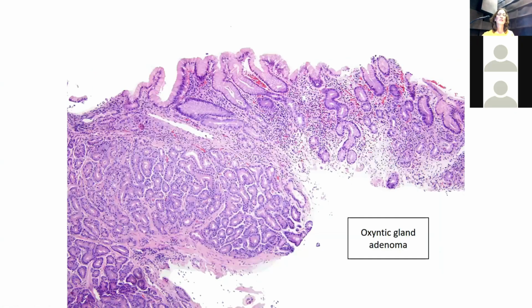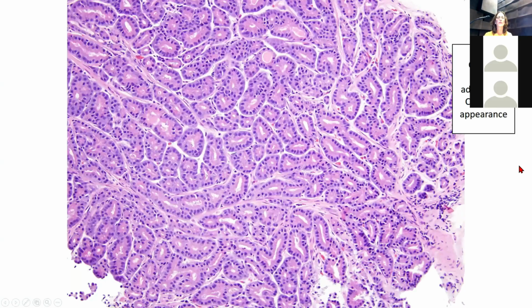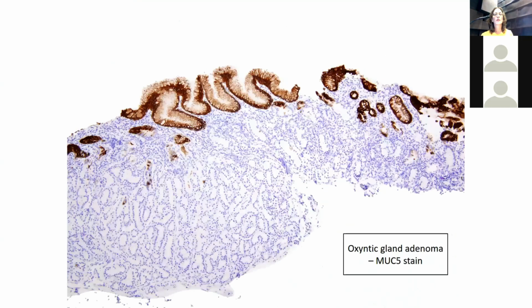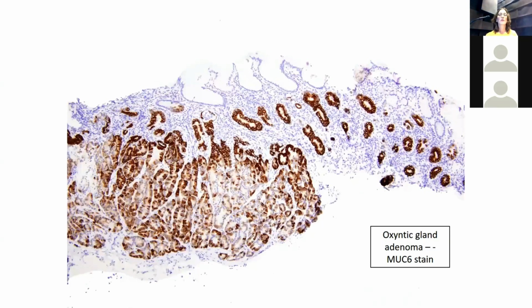Here's another one. This one is very weird because it arose in autoimmune gastritis, but it's below the surface. This one's more tubular, and these look more like pure chief cells, so kind of cool. If you do a PAS Alcian blue, there's nothing. You see no staining at all in these so-called oxyntic gland adenomas. And if you do MUC5, it's completely negative. So unlike pyloric gland adenoma, there's no MUC5. So this is the MUC6 in the oxyntic gland adenoma I just showed you.